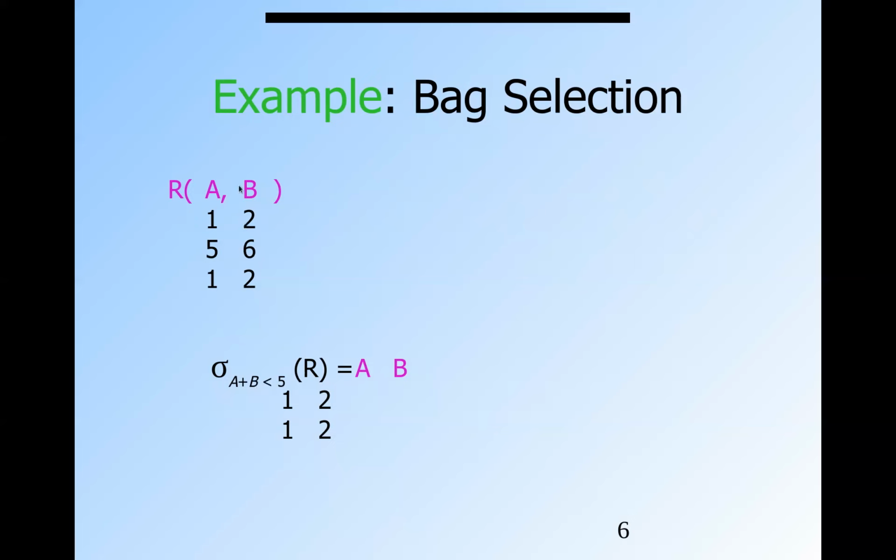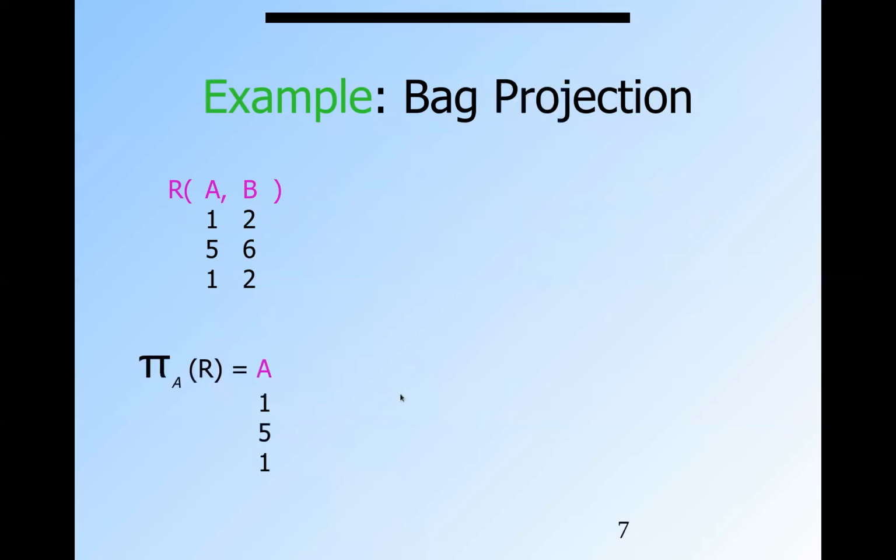But as it goes through, it just does it on a tuple by tuple basis. And of course, what it returns is a bag, with the duplicates. So I hope that's clear what that's doing. Bag projection. If I project A over R, then it's going to just return 1, 5, 1 here, because it's going to allow for duplicates.